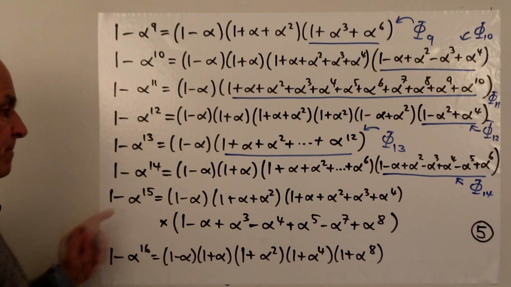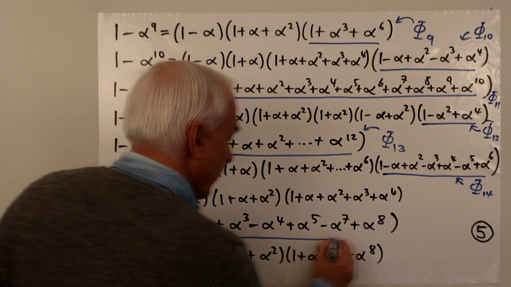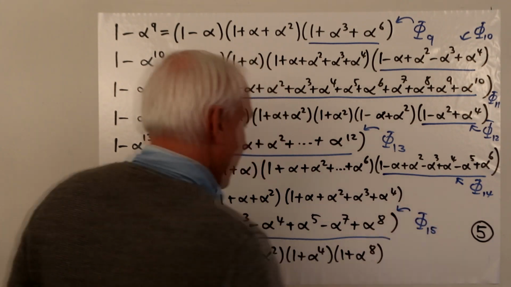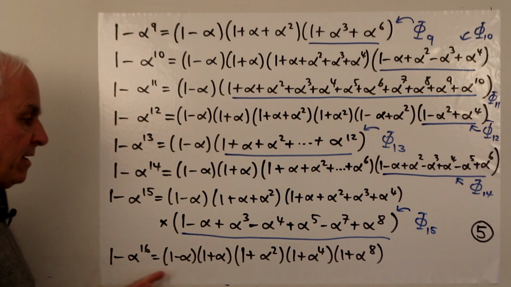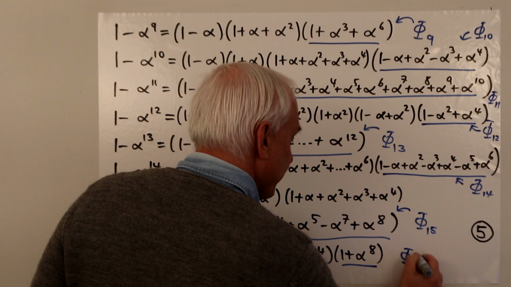Phi sub 15, there's the new one there. That's phi sub 15. And phi sub 16, the new one, 1 plus alpha to the 8. There it is there.